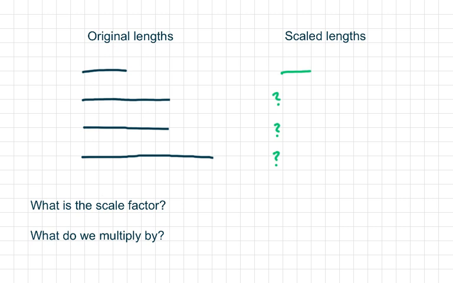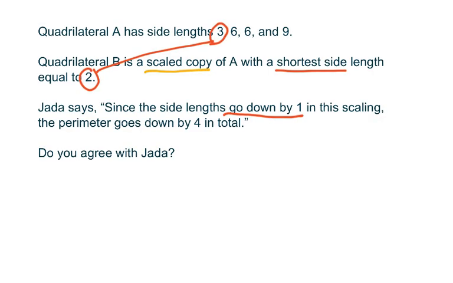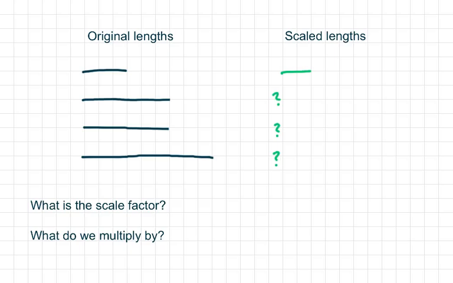It really helps me when I have an image. So the first thing I did here was draw the 4 side lengths. So like it says, I have a 3, a 6, 6, and a 9. Then I also drew the scaled, and the first one is a length of 2. So I thought, well, how could I figure out the length of the other ones? So I was saying to myself, what is the scale factor?